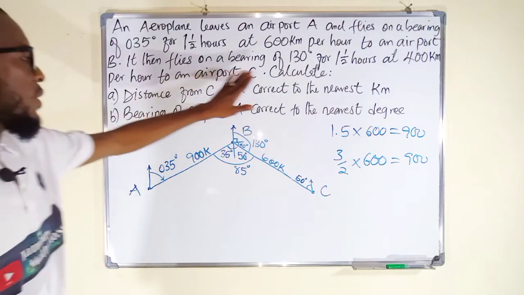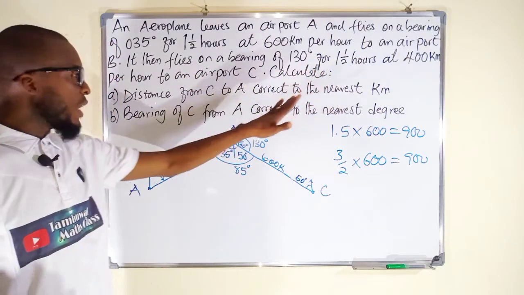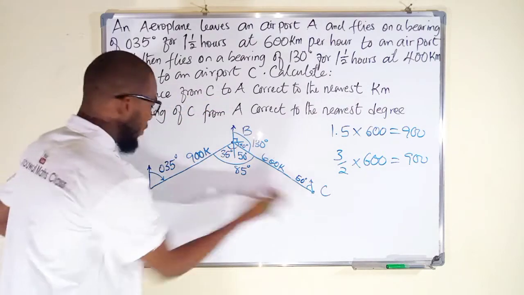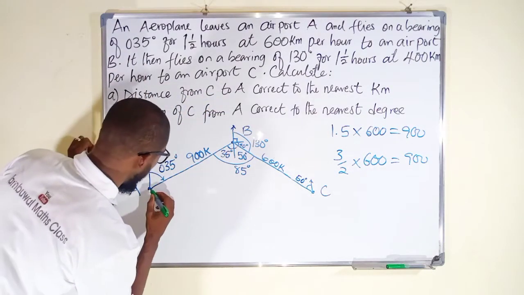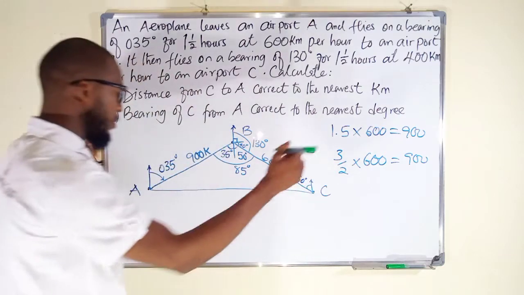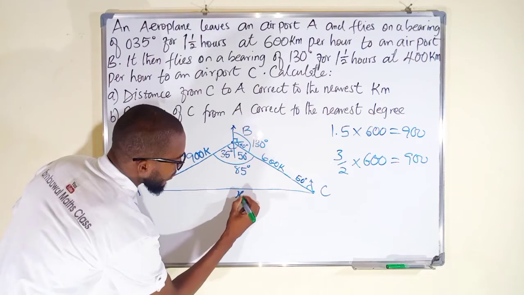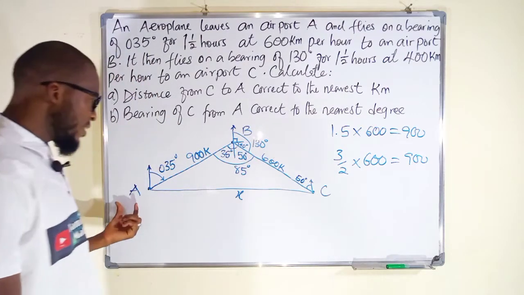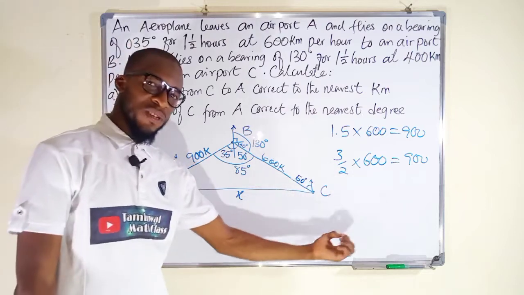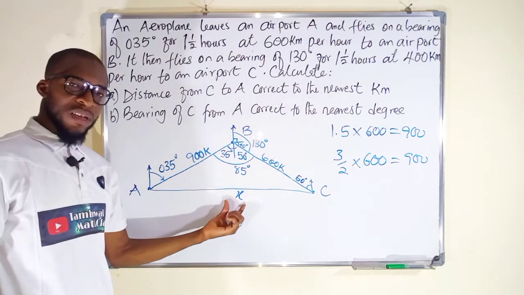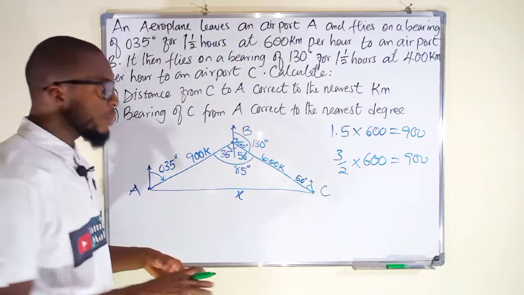Okay, we are done. It says we should calculate the distance from C to A. This is C, this is A, so we are going to connect the 2 points together. Let's call it X. So we want to find this X, which is the distance from A to C, or from C to A. So to find this missing side, we can use cosine rule. Remember cosine rule?